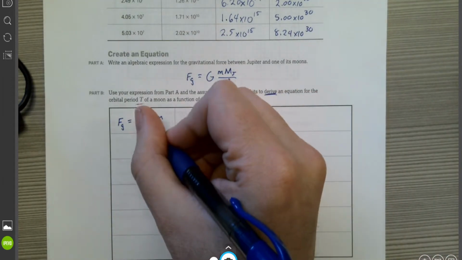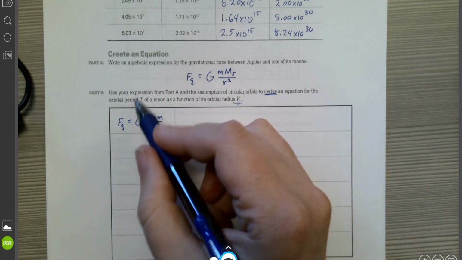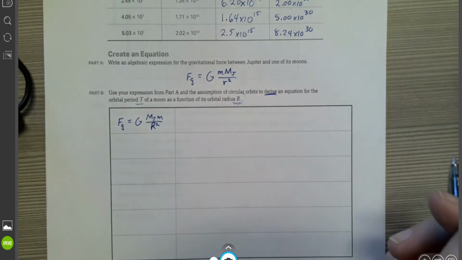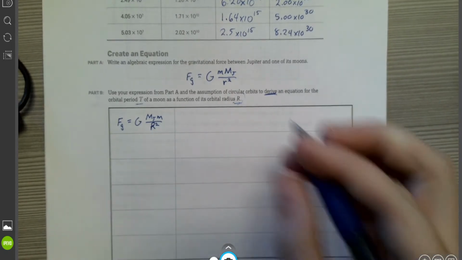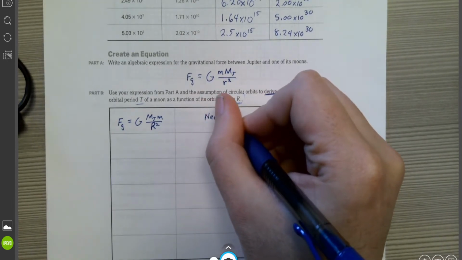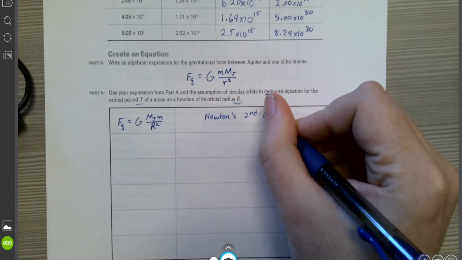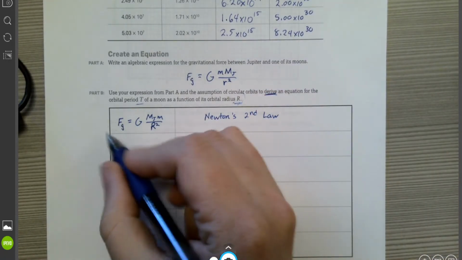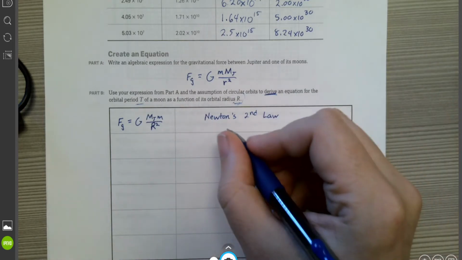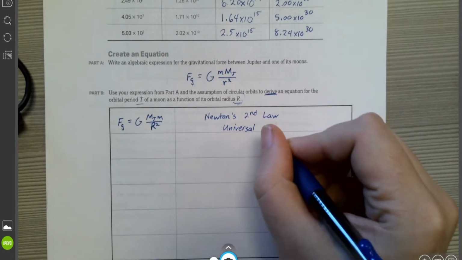Oh, I better use big R, since it said to use big R in the formula. So here's big R, and we'll have big T later for the period of revolution around the object itself. Okay, so what is this? You could call this Newton's second law, or the sum of the forces. Either way is perfectly fine, but what we're doing is relating the force between two objects. Also, you could say that it's universal gravitation. All of these are fine.